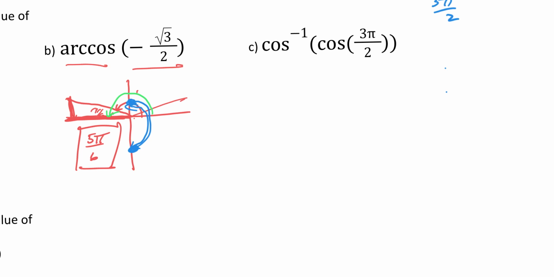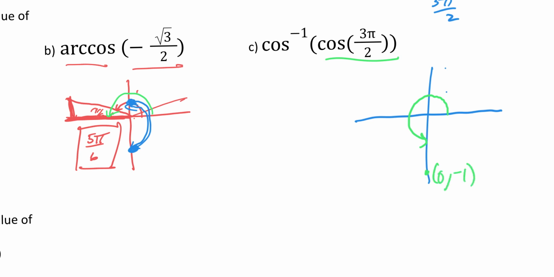So if you visualize this, okay, we're just going to take this rotated angle all the way around to 3 pi over 2. So we're going to take the cosine of 3 pi over 2. Well, this point is going to be 0 comma negative 1. The x coordinate is 0. All right, 0. That means this value is 0. So what I want to do is take the cosine inverse of 0.